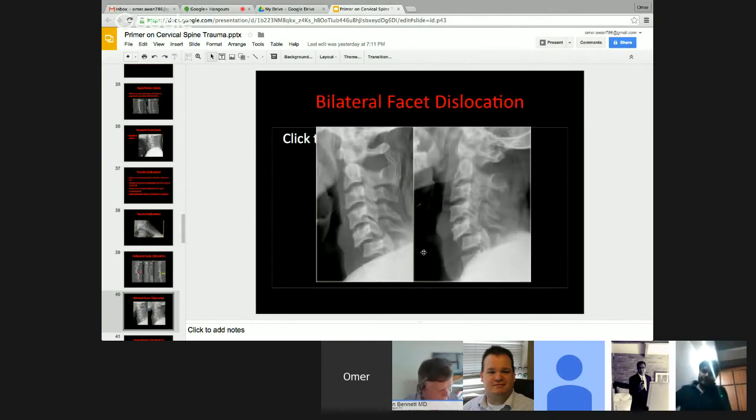You can have bilateral facet dislocations. Again, this is a jumped facet. The superior articular facet of C6 is posterior to the inferior articular facet of C5. There's at least 50% anterior translation or subluxation of the C5 vertebral body with respect to C6. So this is a bilateral facet dislocation with jumped facets.